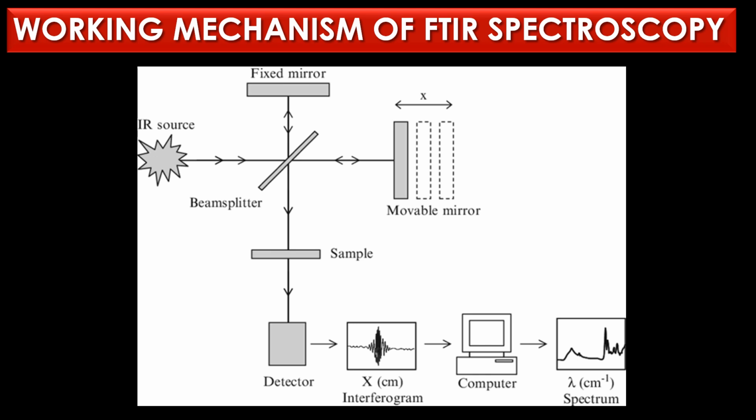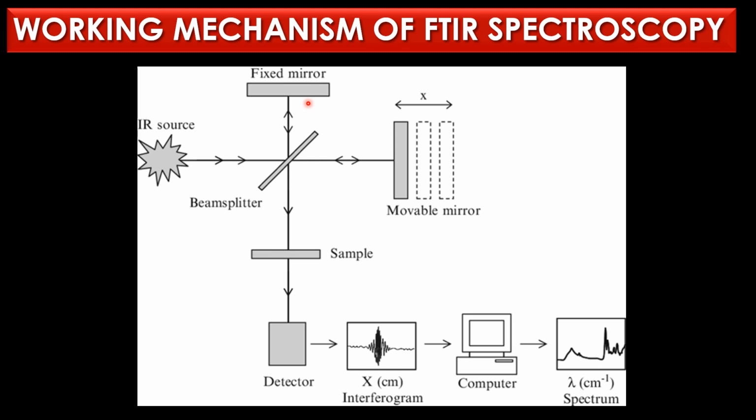Working mechanism of FTIR spectroscopy. IR source. The system begins with an infrared light source that emits a broad range of infrared radiation. Beam splitter. The infrared light hits the beam splitter, which divides the light into two beams. One beam reflects towards the fixed mirror and the other beam is transmitted through to the movable mirror. This is the fixed mirror and this is the movable mirror. Third, mirror or fixed mirror.